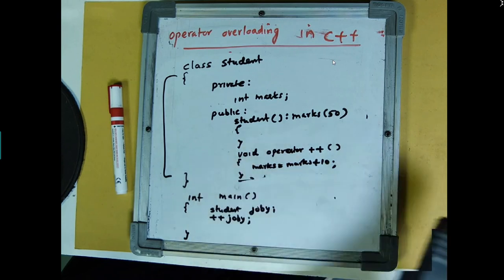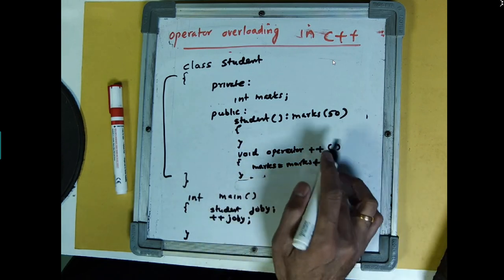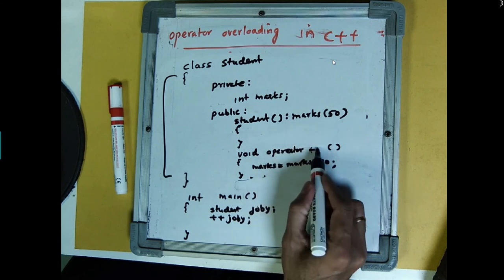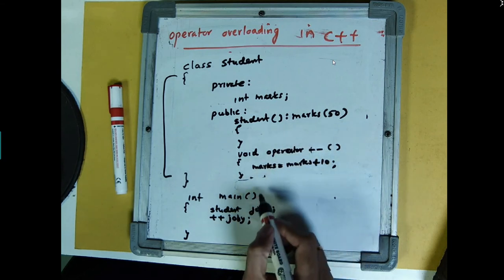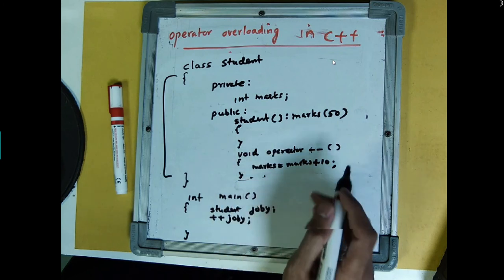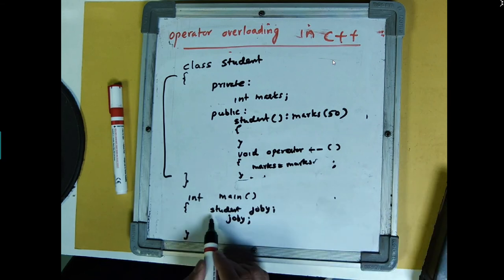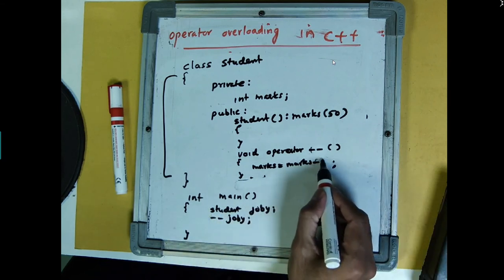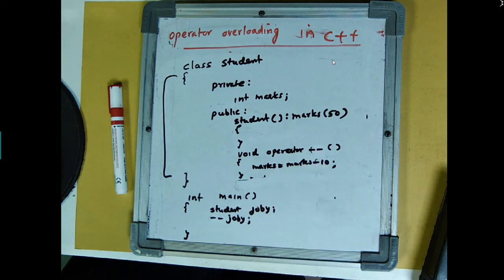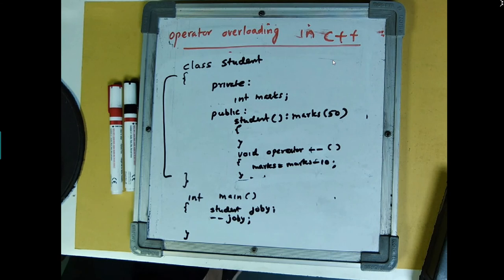The same way you could create another function. Plus plus is there, and suppose you have created another function to reduce 10 marks. When I say minus minus Joby, I could have said marks minus 10 here, using the minus operator. So-called operator overloading: whatever operators you mathematically use with integers and floats and other things, now we are going to use with objects.